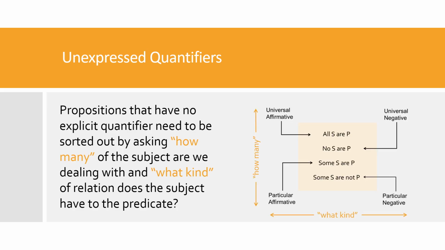And of course, there are only 4 options, right? We have universal affirmatives, universal negatives, particular affirmatives, and particular negatives. In terms of how many, we just need to know if it's universal or if it's particular. In terms of what kind, we want to know, are we putting them together? That is, is it affirmative? Or are we taking them apart? Is it negative? So in the end, if you don't have a clear quantifier, just keep in mind that it has to be one of these 4 things. It will be all, no, some are, or some are not.